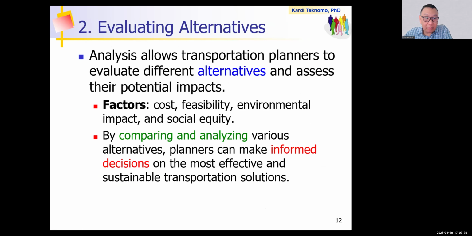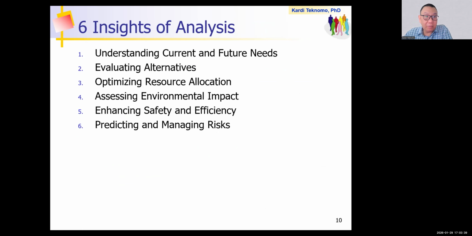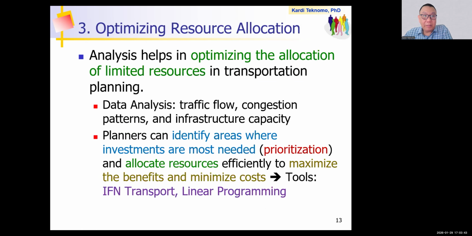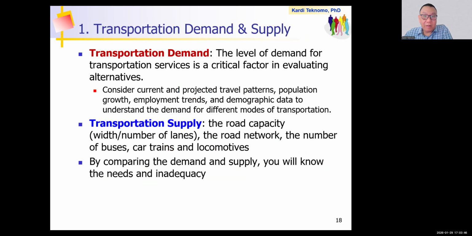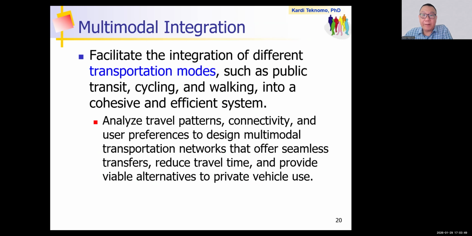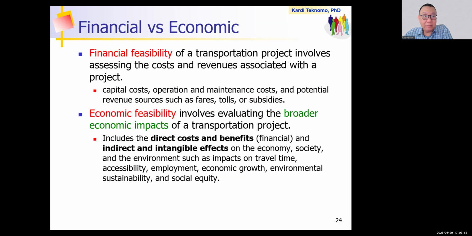Now we also discussed several insights of analysis last meeting, and several factors including the demand and supply. I think the last one is I want to remind that we have what is called financial feasibility and economic feasibility. Financial feasibility involves the actual cost and revenue associated with the project, while economic feasibility includes more indirect impact of the project. Both direct and indirect.